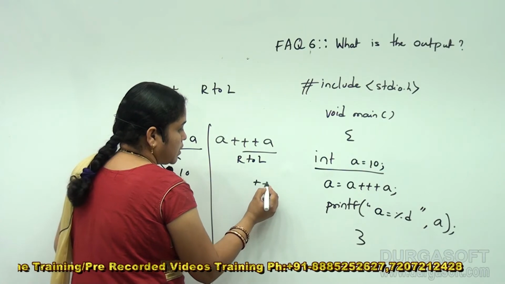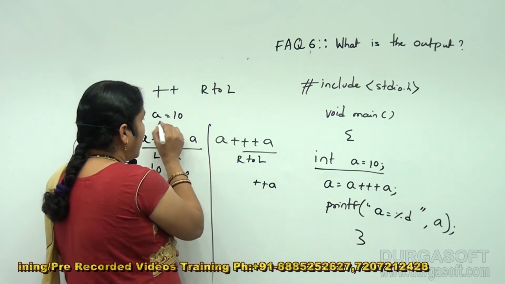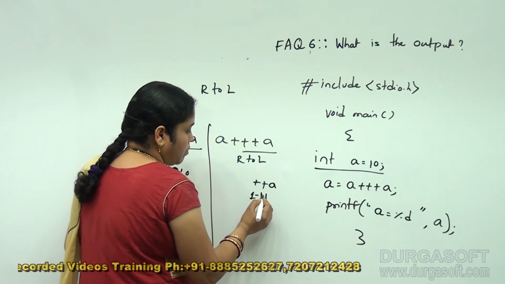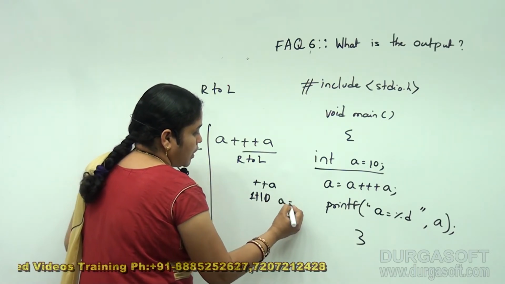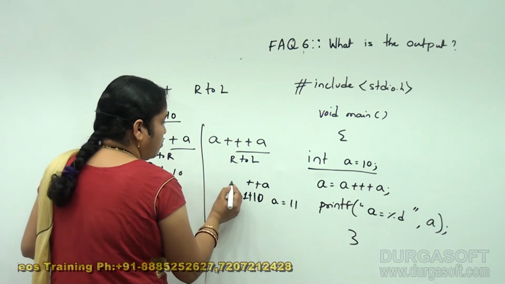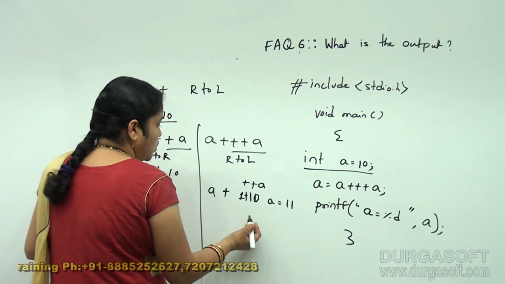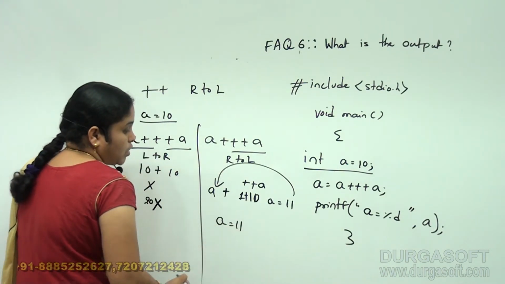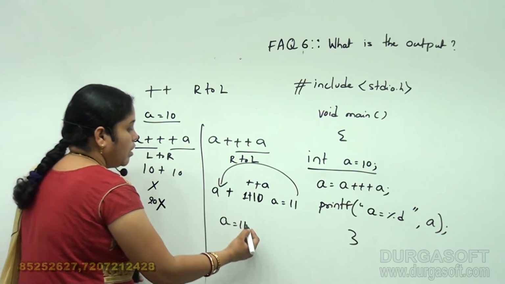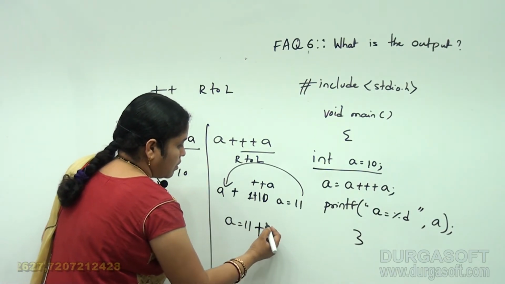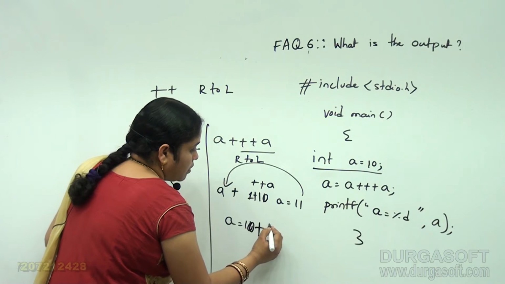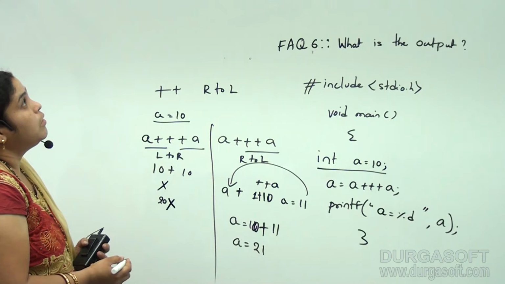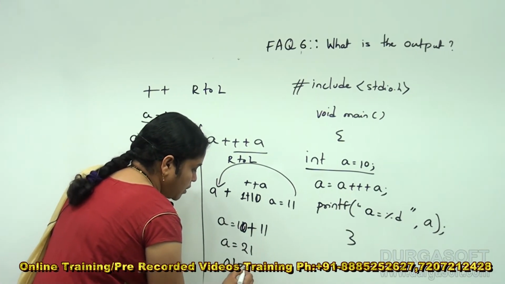So plus plus, the pre-increment, so the a value 10 is converted into 11. So the value increments, so a value becomes 11. So 11 plus a, increment the value, a value becomes 11. So 11 plus 10 becomes a equal to 21. When you print the a value, it displays 21. Output of this program is 21.